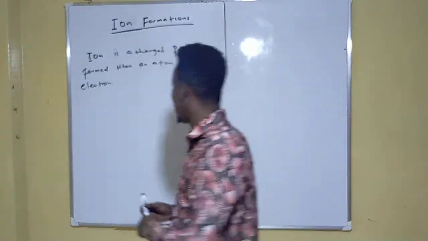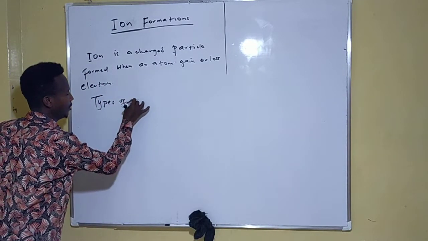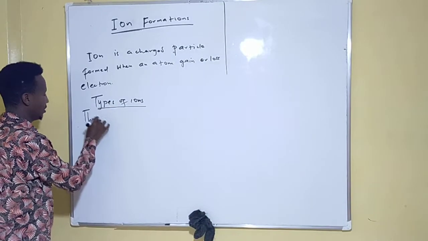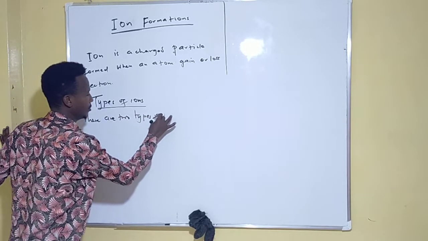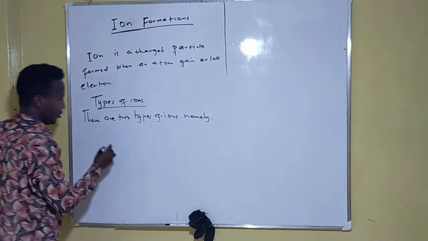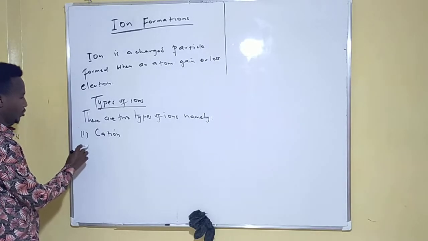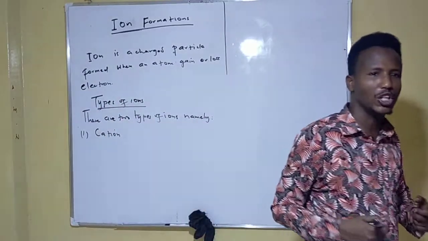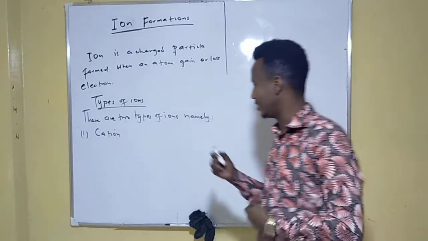So we are going to talk about types of ions. There are two types of ions, namely number one, cation. We will discuss this one first, then we'll go to the next one. A cation is a positively charged ion. Just understand that.